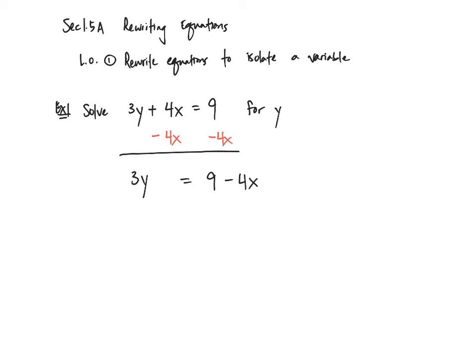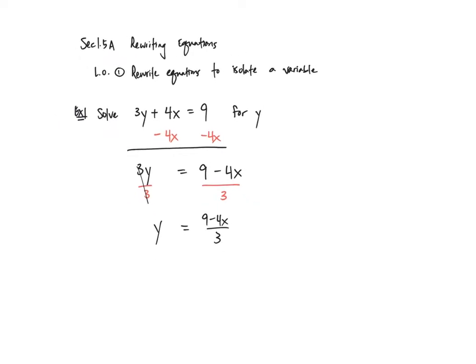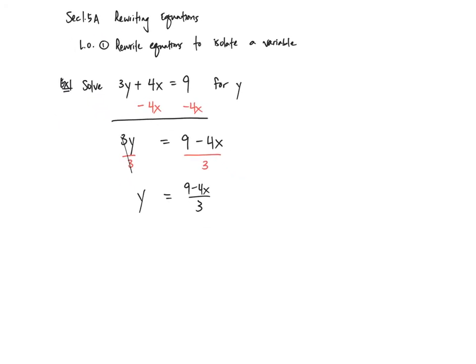And then finally, what gets rid of that 3? Well, 3 is multiplying y, so to get rid of it, we divide, which is the inverse. So these cross out. So now we got y by itself is equal to (9 minus 4x) divided by 3. Or more commonly, if we were to actually divide out the 3, 9 divided by 3 is 3, and then 4 divided by 3 doesn't go in, so we leave it as a fraction.